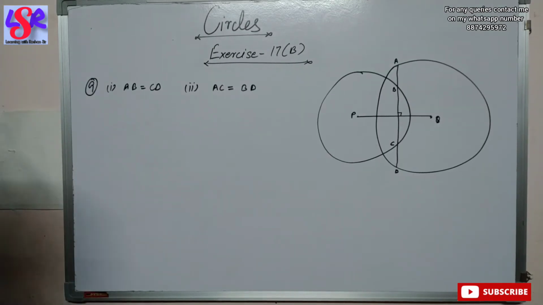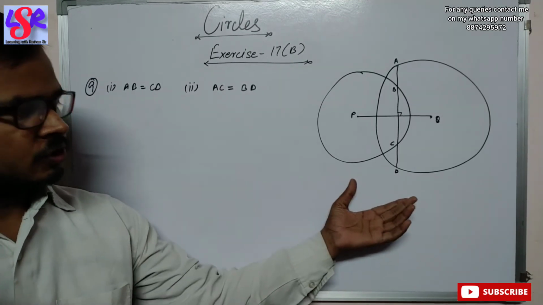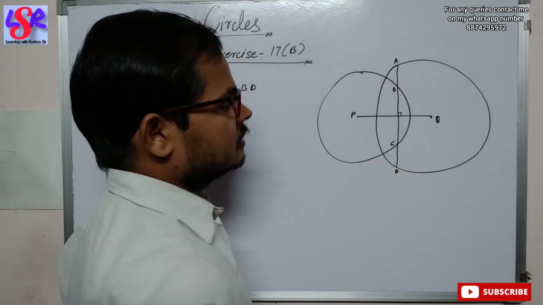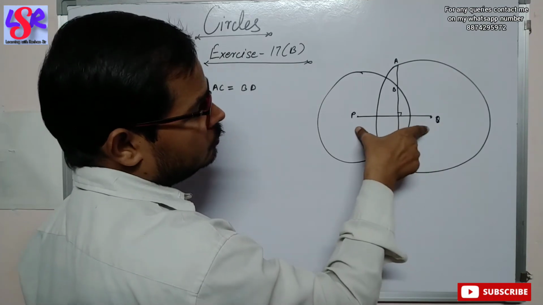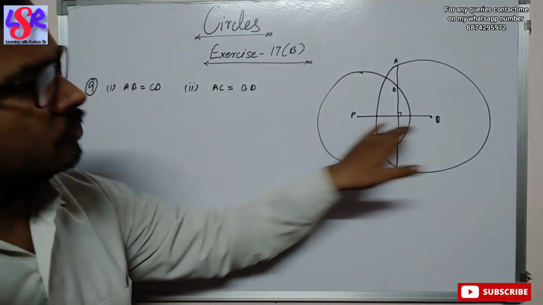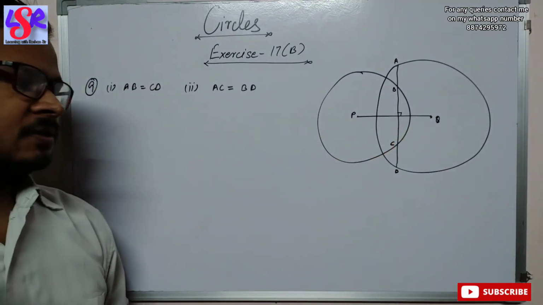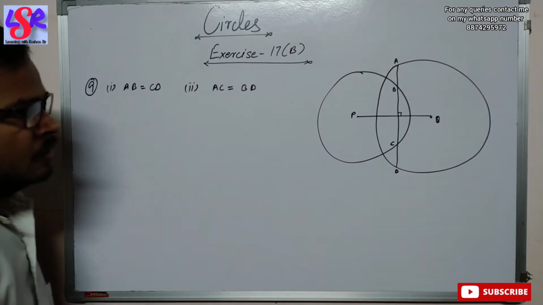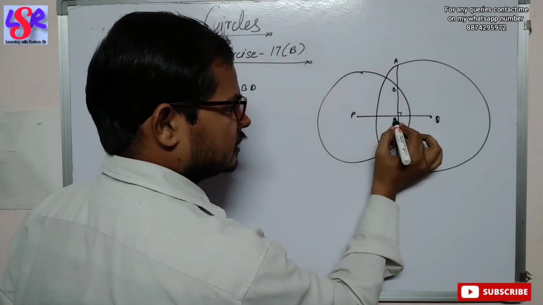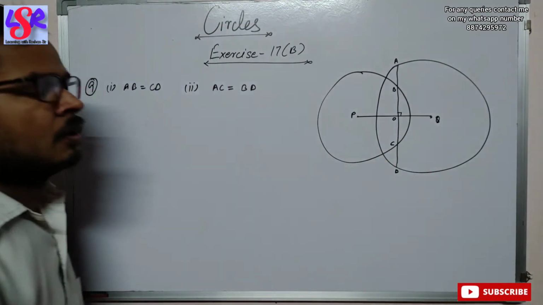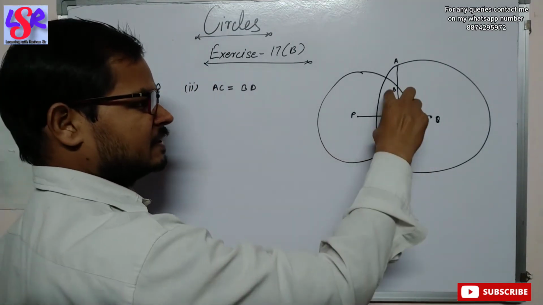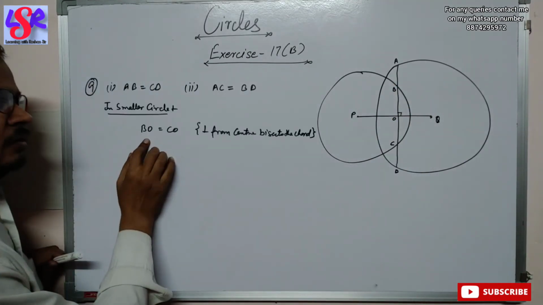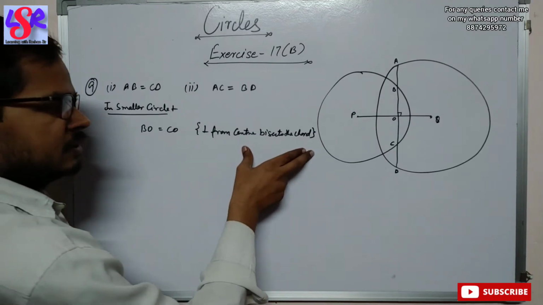Now let's move to question number 9. Here in the question we have been given this figure in which ABCD is a straight line and is perpendicular to PQ, where P and Q are the centers of the respective circles. Now we have to prove AB equals CD and AC equals BD. Very first of all we are going to take this point as O. Now we know the perpendicular from the center bisects the chord, therefore BO will be equal to CO, as the perpendicular from the center bisects the chord.